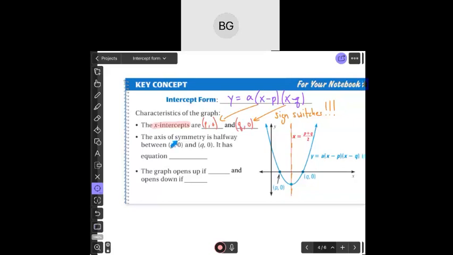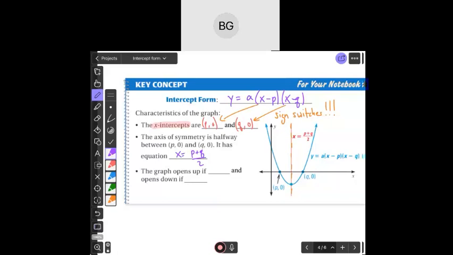The axis of symmetry is halfway between those two things. That's a pretty important thing. But there is a formula if you want. So there is a formula for this. It's x equals p plus q divided by 2. So all you have to do is take the p value and the q value after you switch the sign, add them together, and then divide by 2. It's just averaging. That's all it is. You're just finding the average. You're finding the middle. p plus q divided by 2. That's what p and q do.